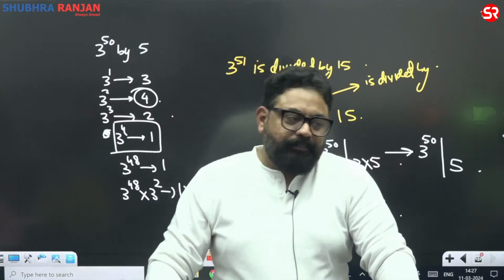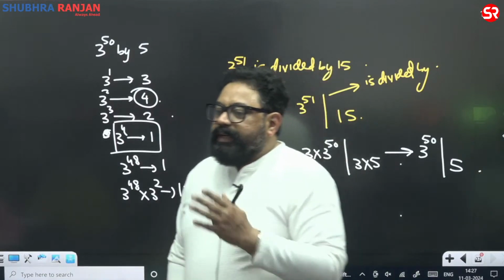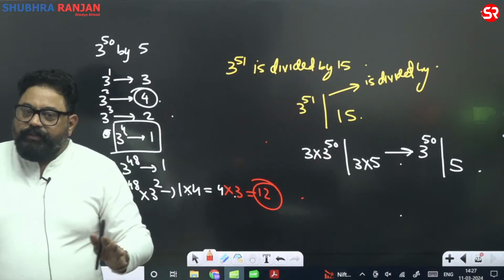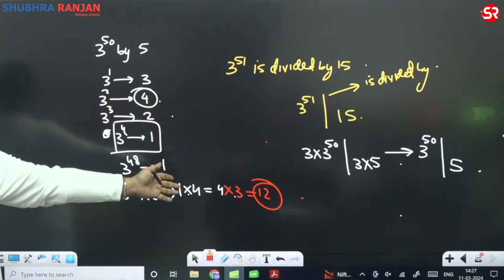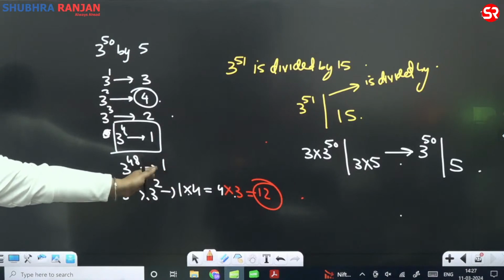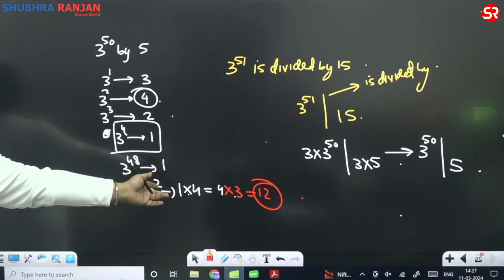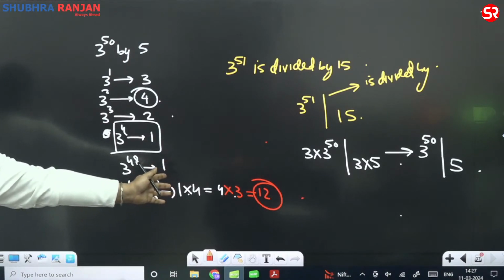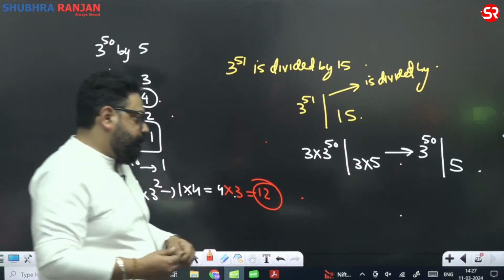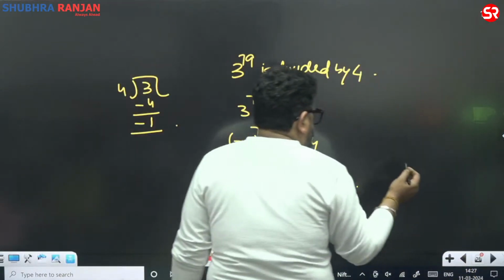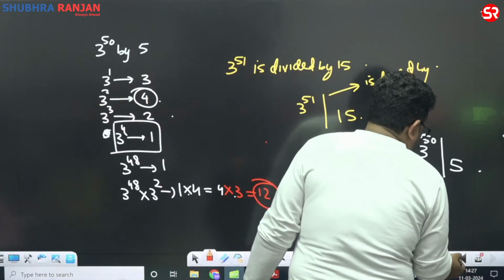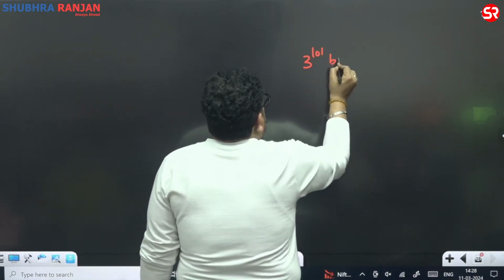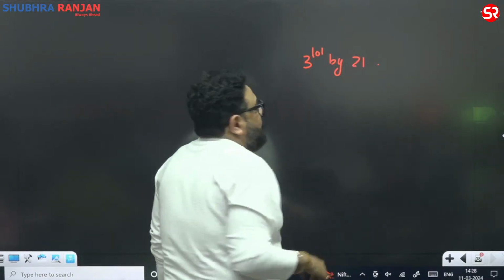Clear? So what did you do? You cancelled off the common factors, and once the common factors are cancelled, you brought it back in the final answer. Got it? Shall we do one more like this so that we are very comfortable and we would be able to solve questions easily, right? Guys, shall we do one more? Chalo. So I say 3 to the power 101 by 21.